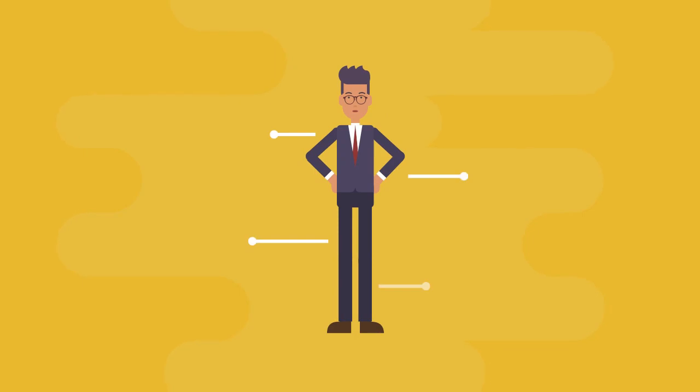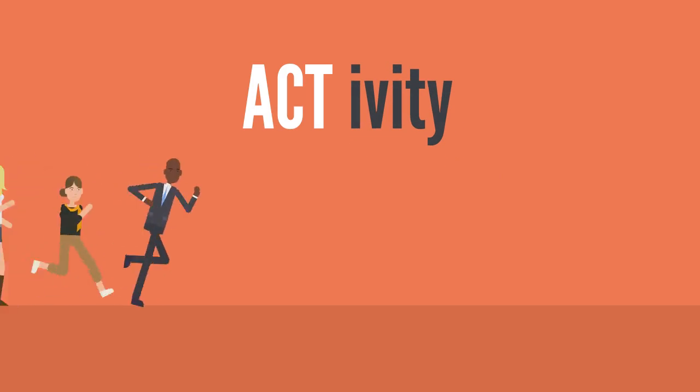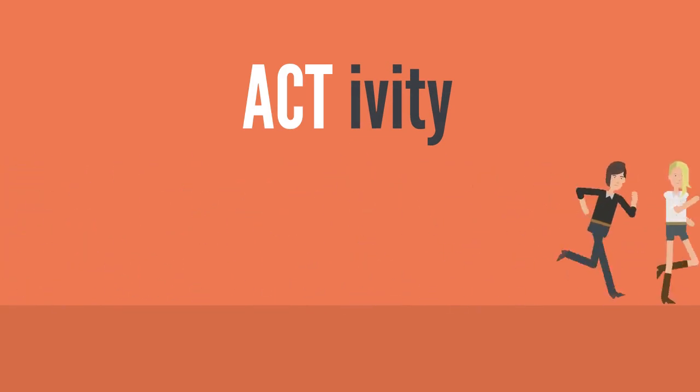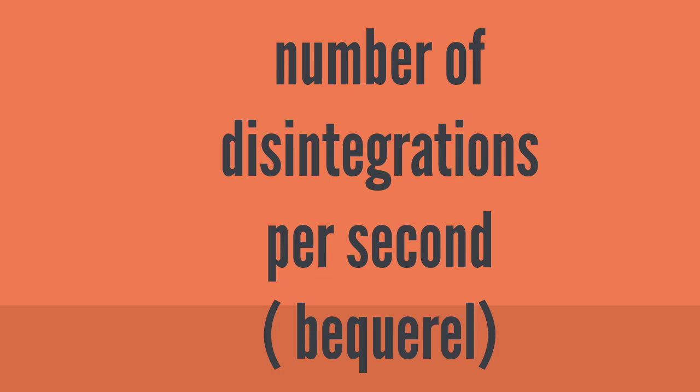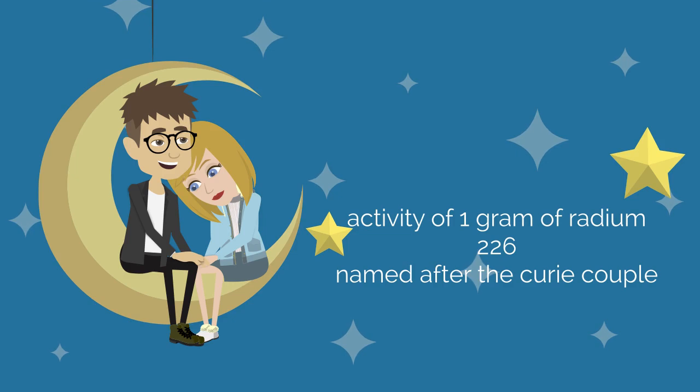There are several ways of quantifying radiation. The four key things we need to quantify are activity, exposure, absorbed dose, and the dose equivalent. Activity, as we met in the What is Radioactivity video, is the number of disintegrations per second, which we said was measured in becquerels. The slightly old-fashioned unit is the Curie, equivalent to 3.7 times 10 to the 10 becquerels, was originally invented to describe the activity of 1 gram of radium-226, named after Marie and Pierre Curie.